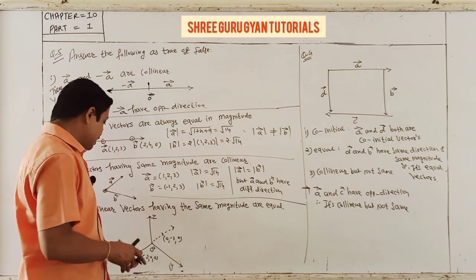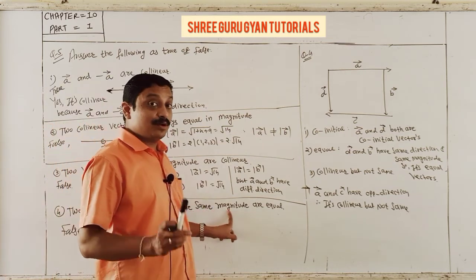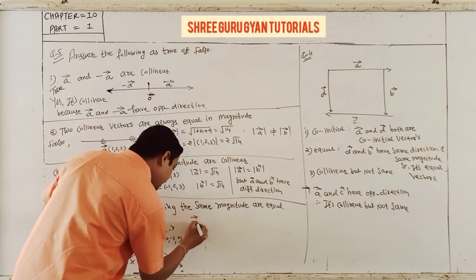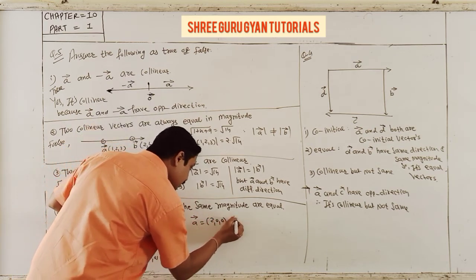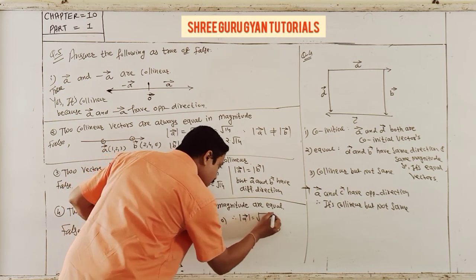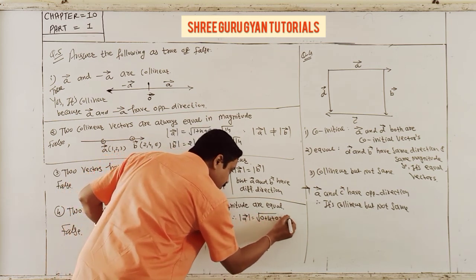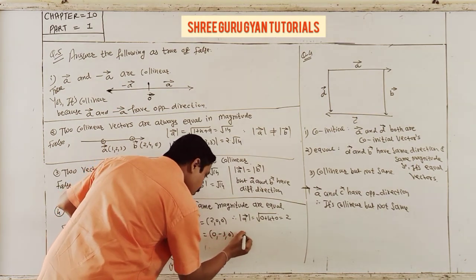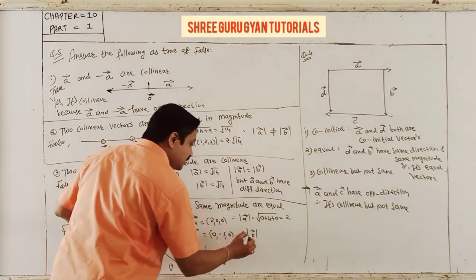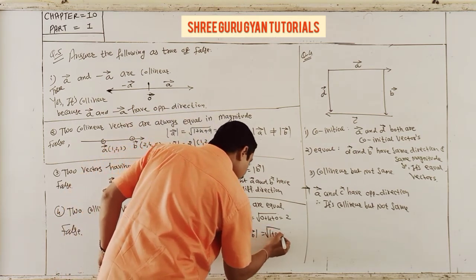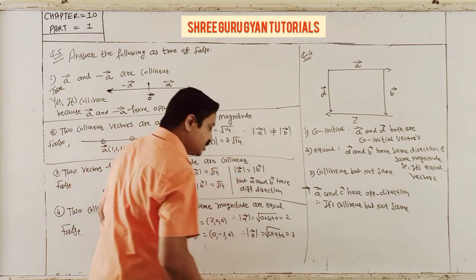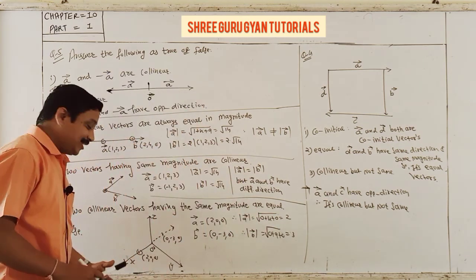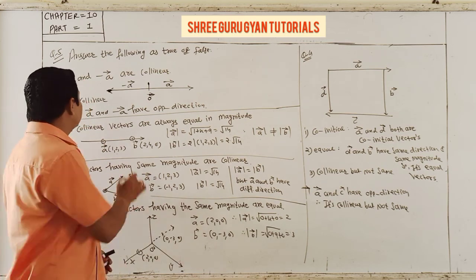Definitely they are collinear. But do they have the same magnitude? No. This magnitude and that magnitude are different. First I take A as 2, 0, 0. Definitely modulus of A is root of 4, 0, 0, which is 2. Now B vector, 0, minus 3, 0. Magnitude of B, students, is root of 0, 9, 0. It is 3. Check, are the magnitudes the same? No, but they are collinear. It means our statement is definitely false.